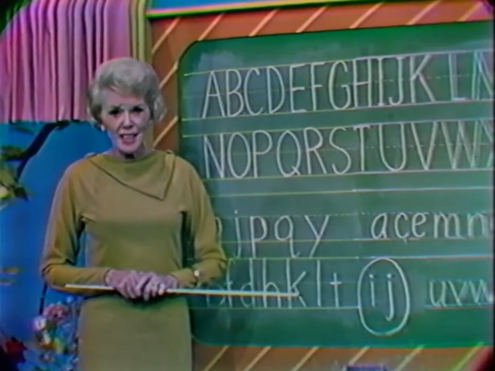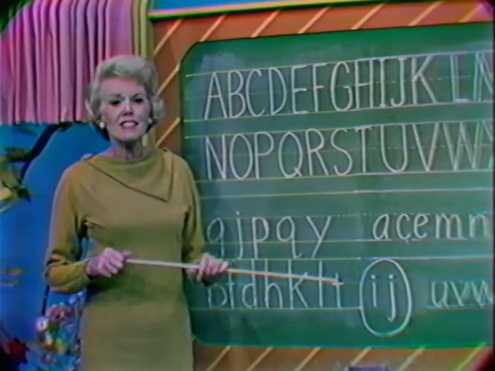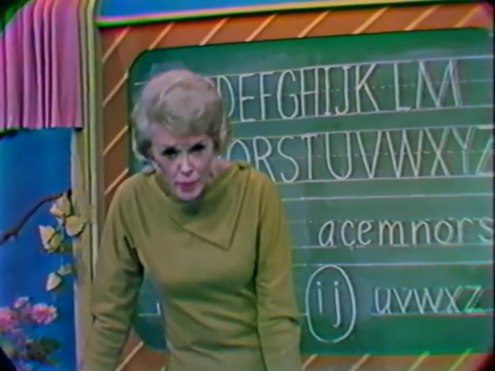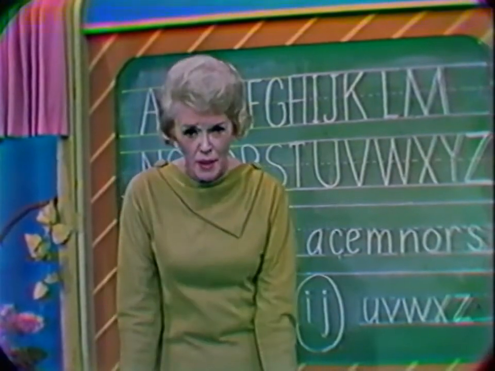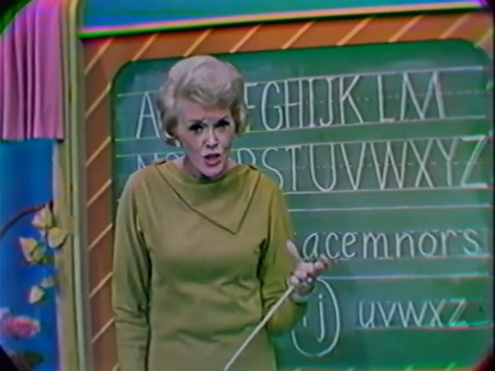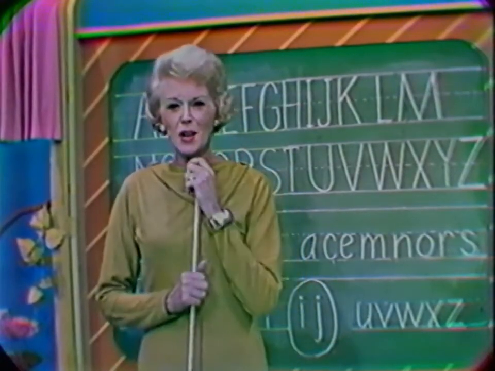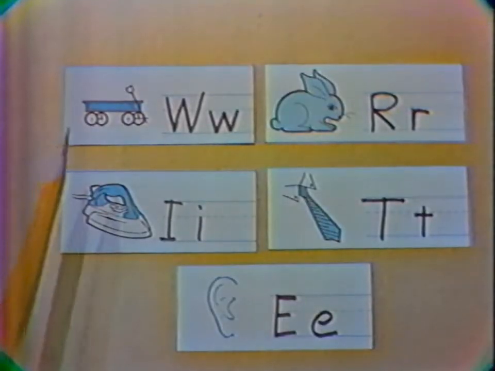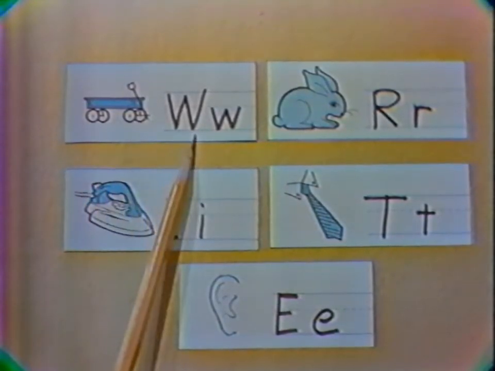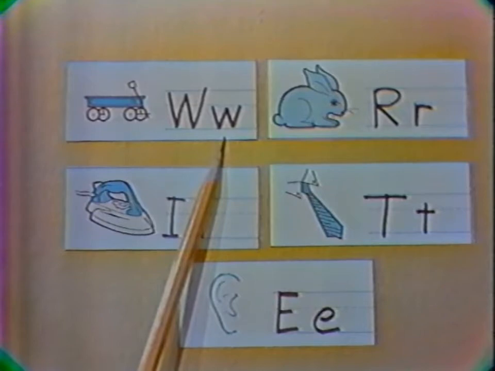Well, we've done a lot of checking today, but very little writing. So let's see if you can guess a few letters and write them along with me. And I'll show you a picture, and then I'll say the name of the picture, and you see if you can write the letter that makes the sound at the beginning of each name before I do. Now, here we go. Our first picture is wagon. W-agon. That's W. Capital W and small w.